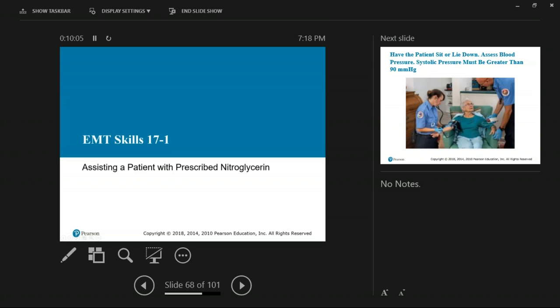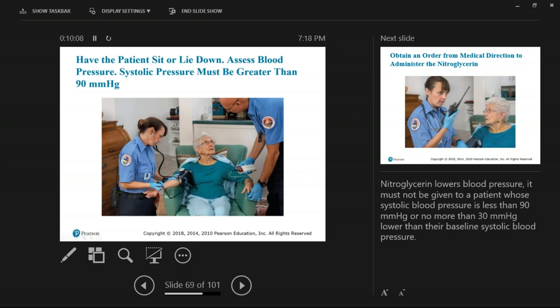Very good. Okay, well, let's look at how to assist with nitroglycerin. So you do a good complete assessment of what they're doing.